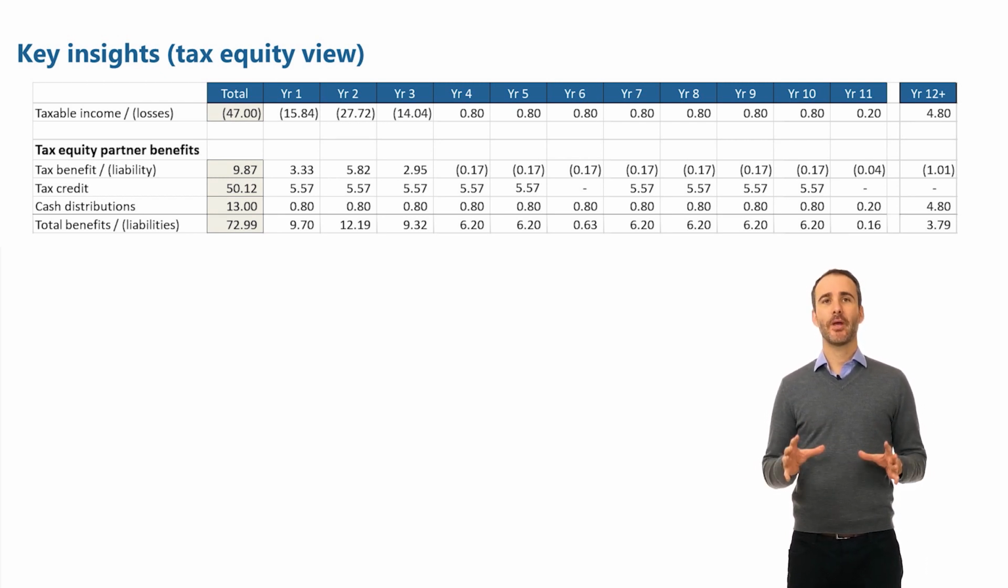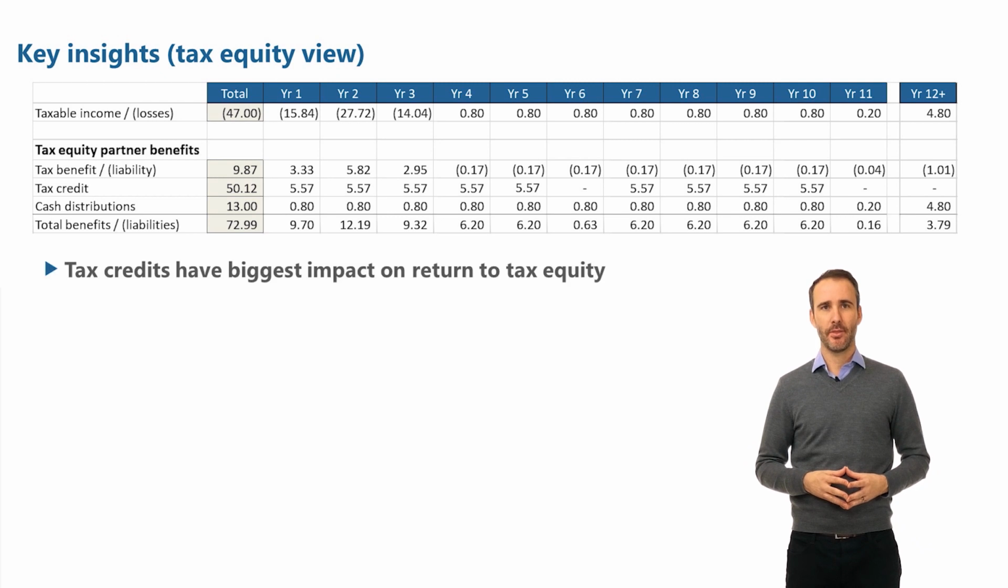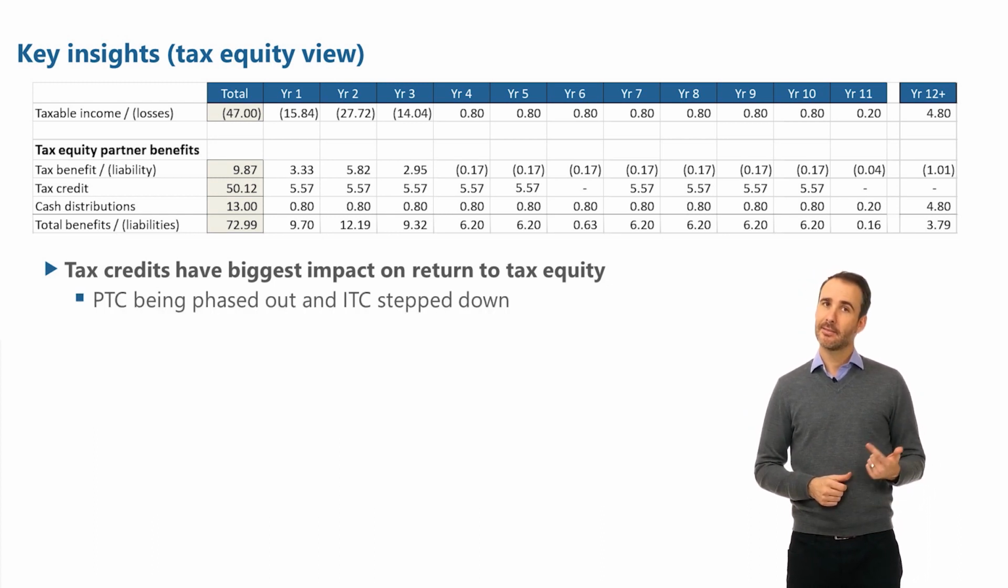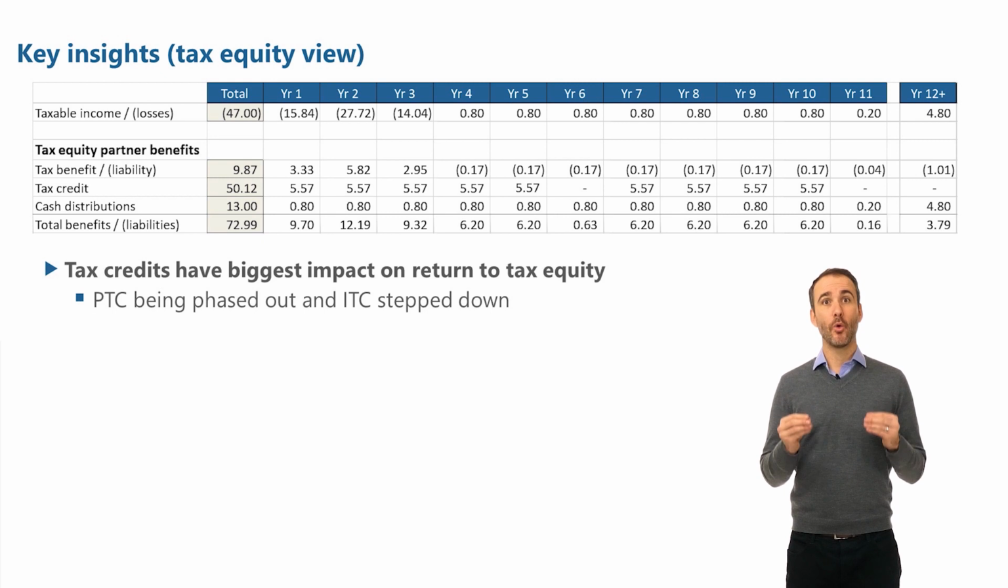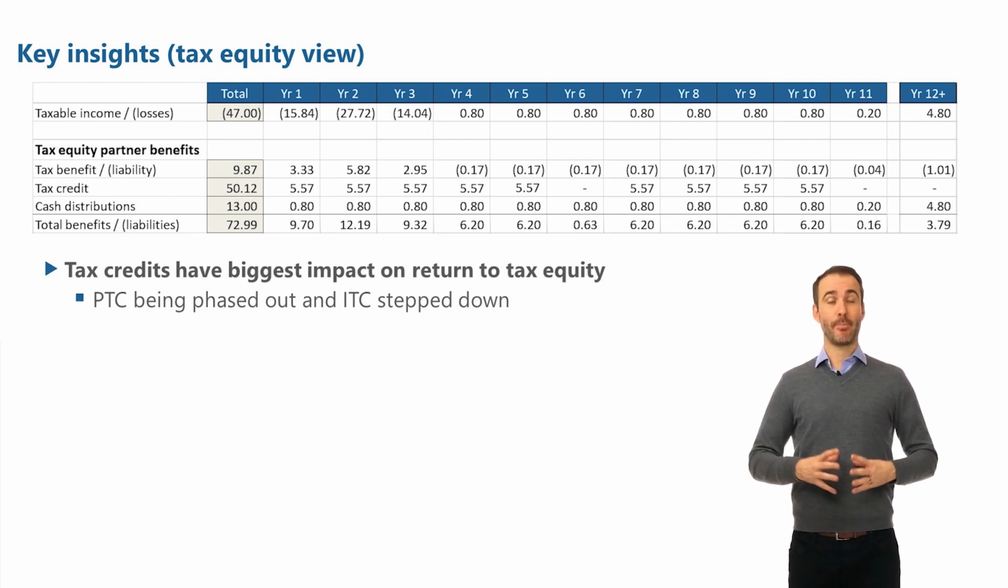Firstly, tax credits are the biggest drivers on those deals, with the largest part of the value to an efficient taxpayer being the tax credits. And these are being legislatively phased out in the case of PTC and being phased down in the case of ITC. Secondly, tax losses are also highly valuable to an efficient taxpayer.